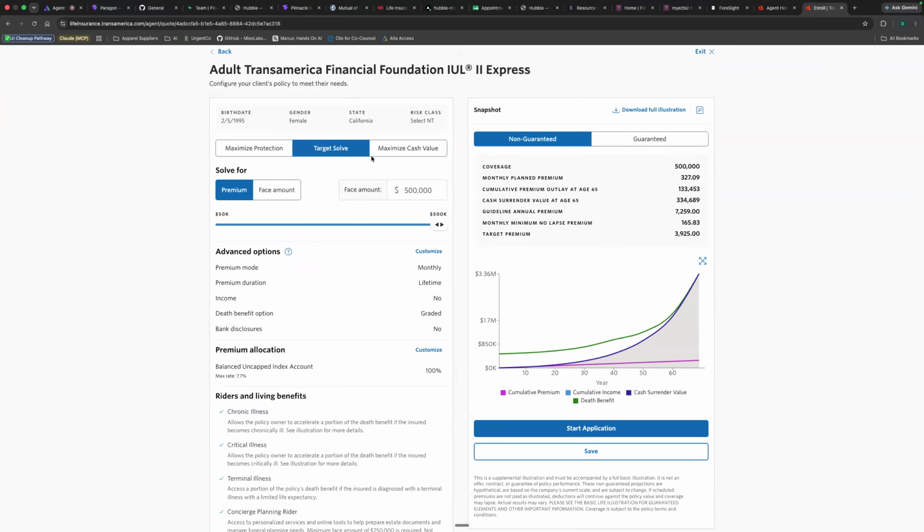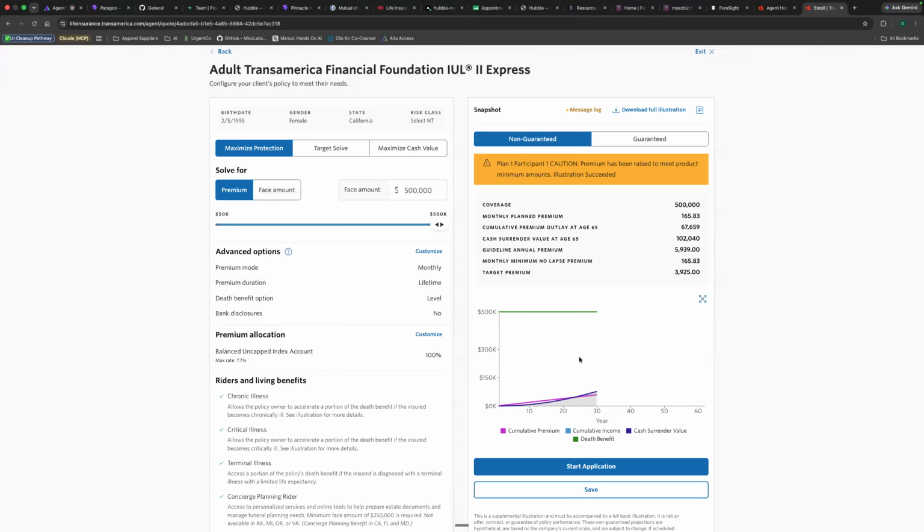So this is a target solve, it's great. Look at the cash value buildup. It's crazy. Cash surrender value at 60 is 1.8 million. Like she's crazy for not doing that, but whatever. Agreed. With the maximized protection, she's still going to get good cash value. She'll have 453,000 of cash value. So yeah, it's a great policy.